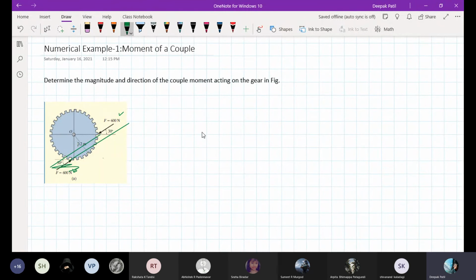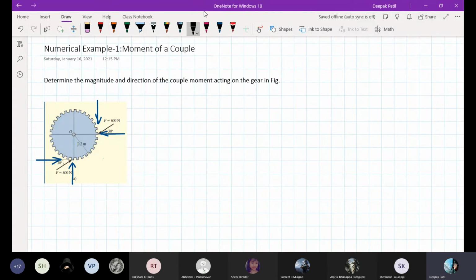Now your task is to find the moment of this couple. Let us check how to find that. Since these two forces are inclined, I will resolve them. One force will be like this and the other force like this, and for this one also, one force like this and the other like this. Let me write down those values.